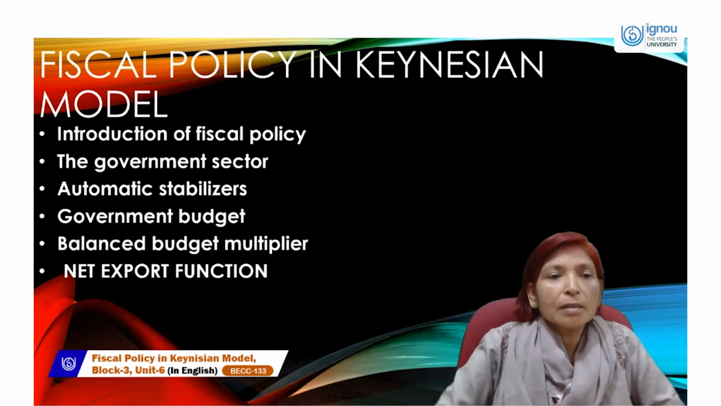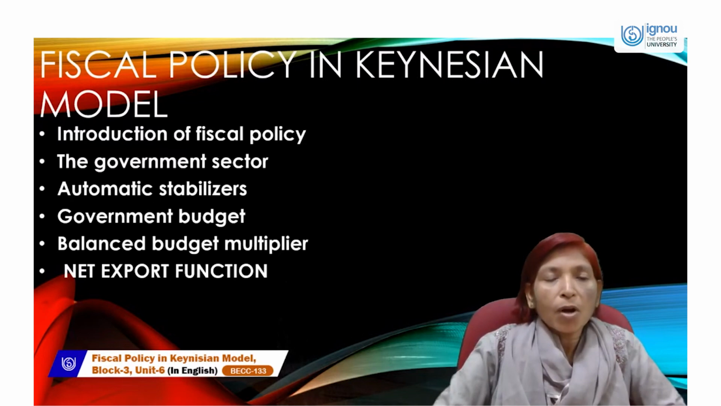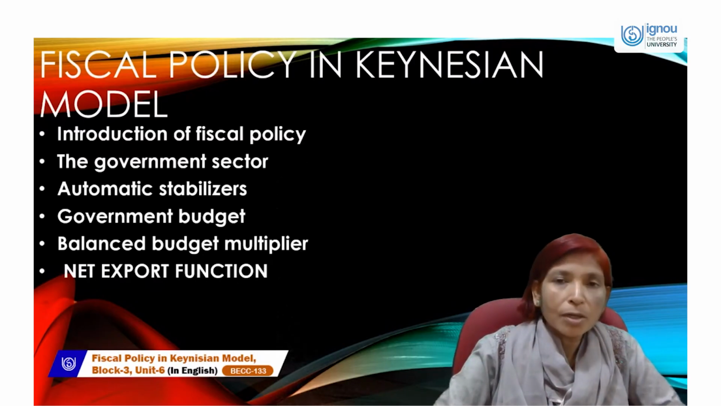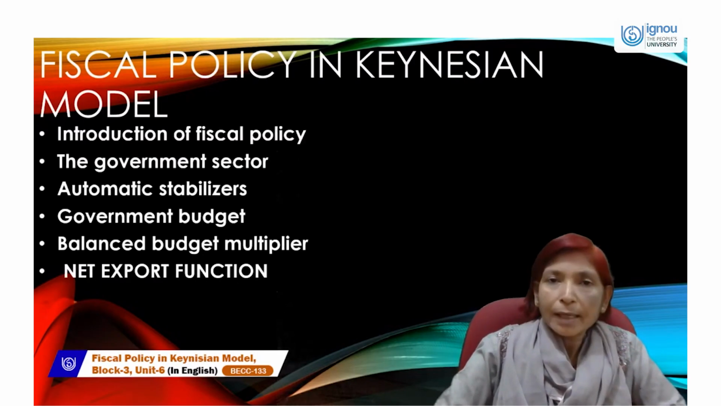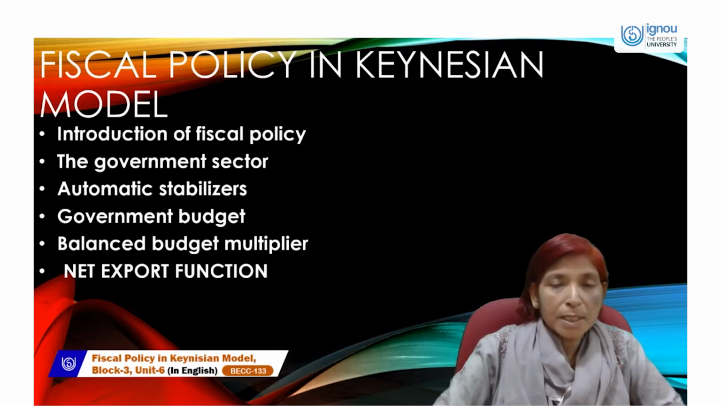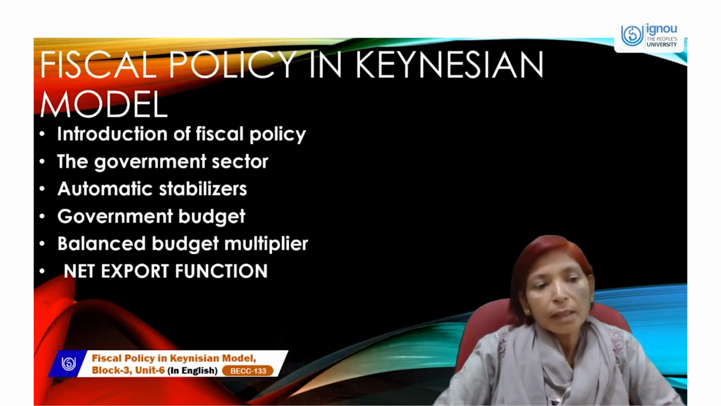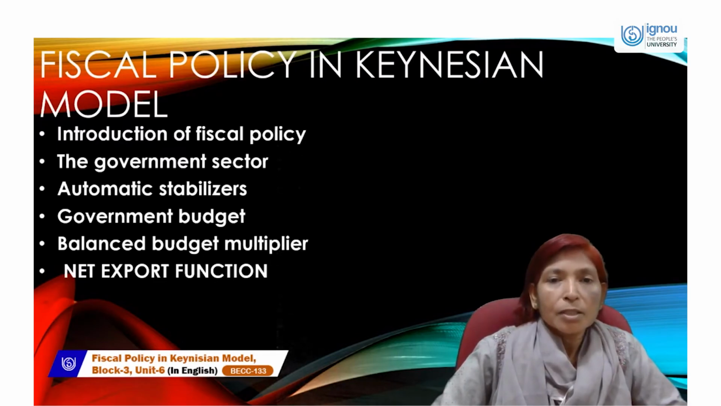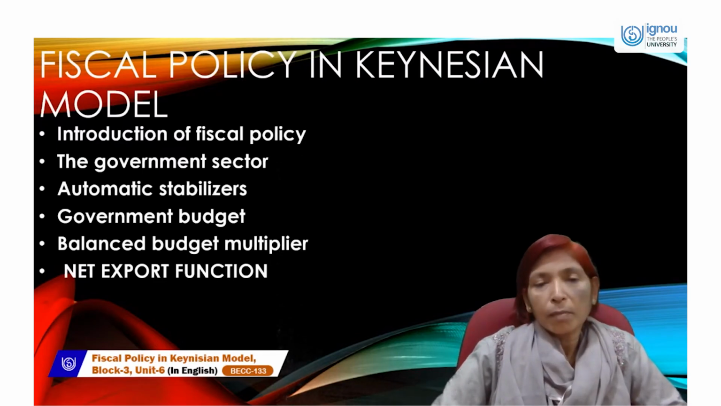So, in Block 3, Unit 6, Fiscal Policy in Keynesian Model, we will study topics like the introduction to fiscal policy, government sector, automatic stabilizer, government budget, balanced budget multiplier and how it is calculated, and net export function. Net export function generally exists in an open economy, a four-sector economy.